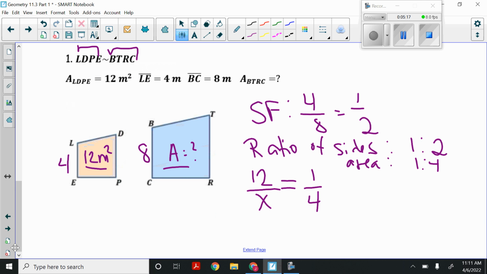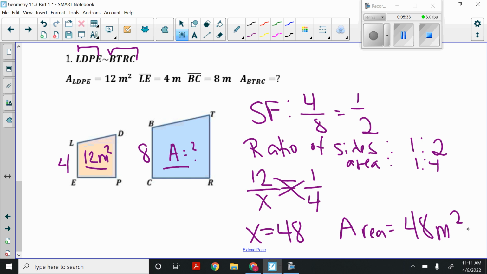So now I have a proportion. I know how to solve a proportion. That's cross multiply. So when I cross multiply, I get x equals 48, where x was the area that I was looking for. So the area is 48 square meters of this one.